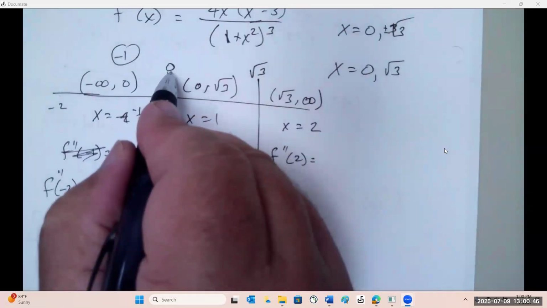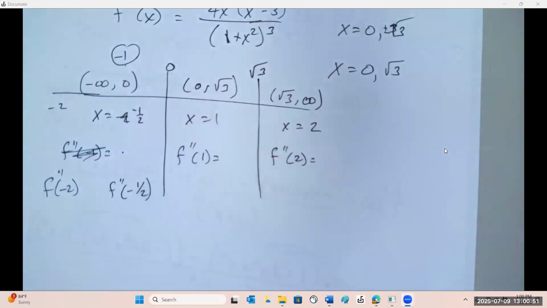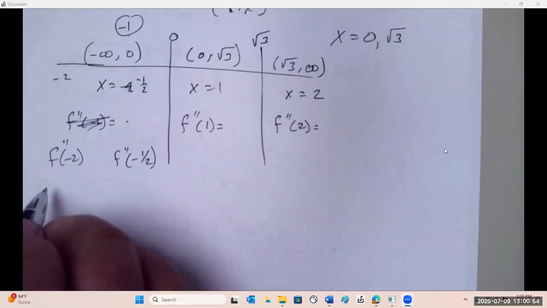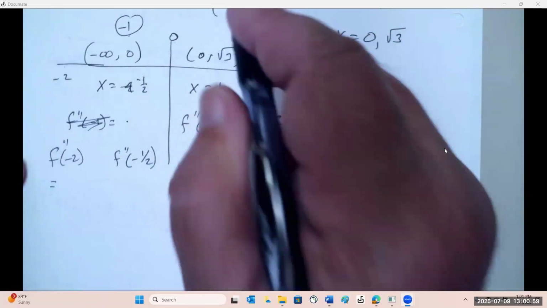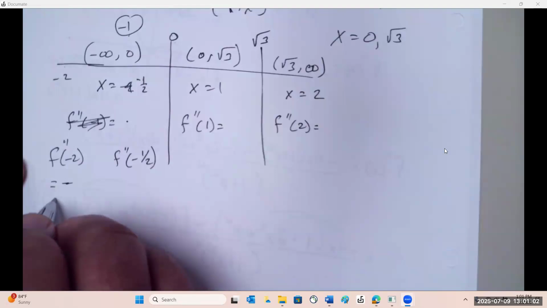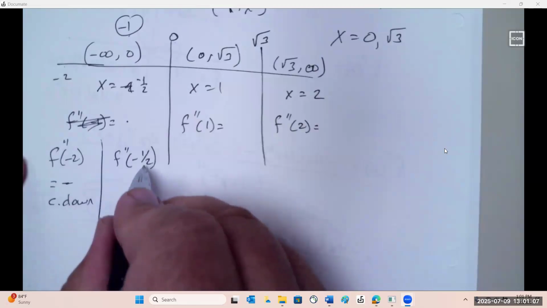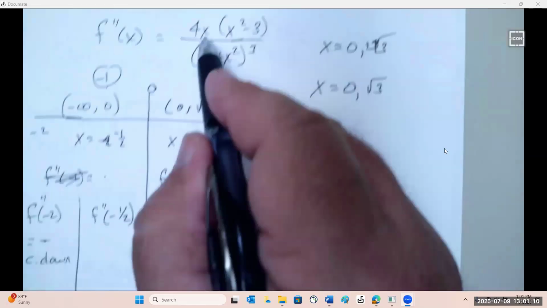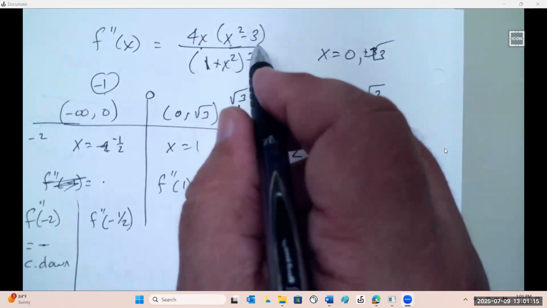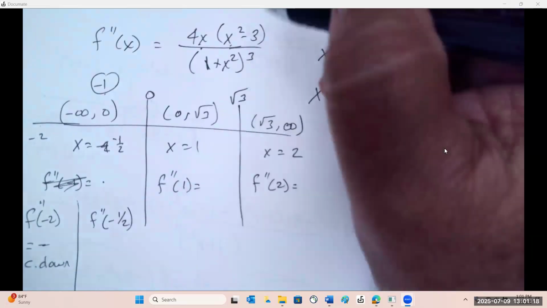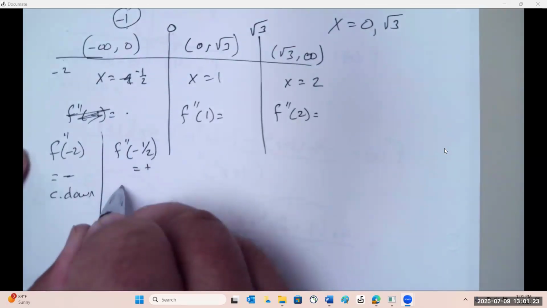Since my point of inflection is at 0 and my vertex is at negative 1, I have to see what happens on both sides of negative 1. So negative 2, that's 4 minus 3. It's positive, negative, so that's negative. So it's concave down. At negative 1/2, that makes it positive 1/2 and negative, so negative and negative makes it positive. So it's concave up.